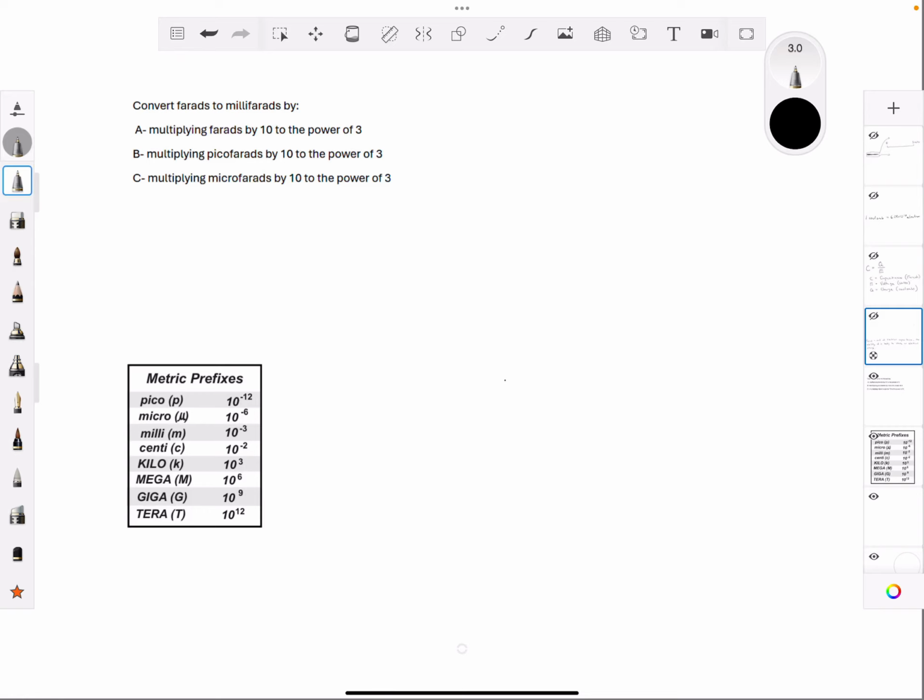All right, here's our problem. We have to convert farads to millifarads, and we have these three options of what we can do to convert.